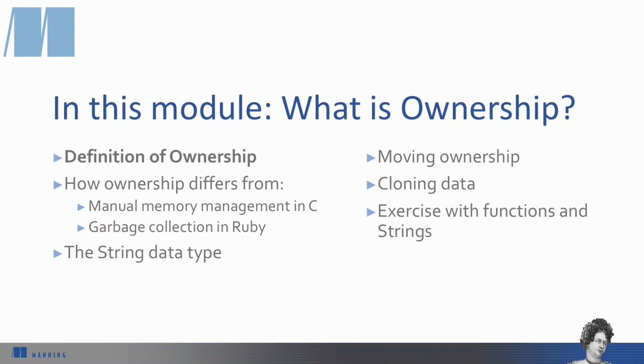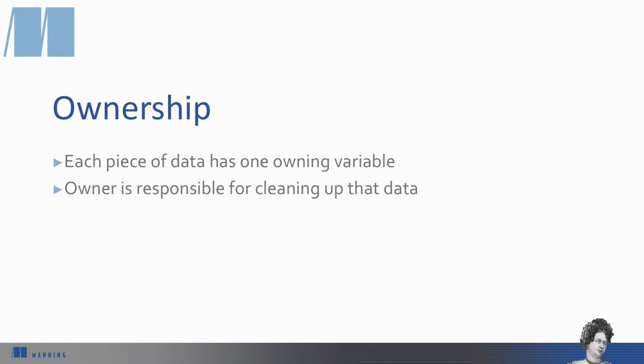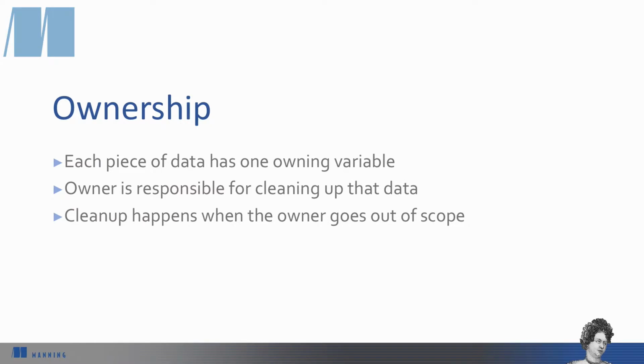So, what is ownership? Ownership is Rust's strategy for managing data in memory and preventing common problems. Every chunk of memory must have one variable that is the memory's owner. The owner is responsible for cleaning up or deallocating that chunk of memory. This cleanup happens automatically when the owner variable goes out of scope. The owner of data is also who is responsible for deciding whether that data is mutable or not.